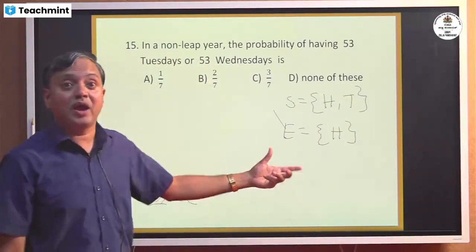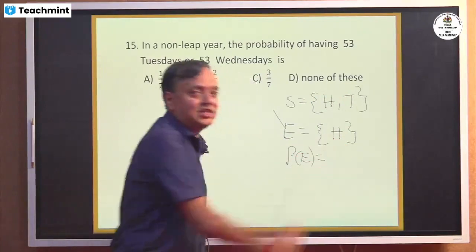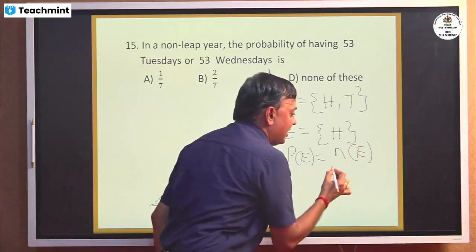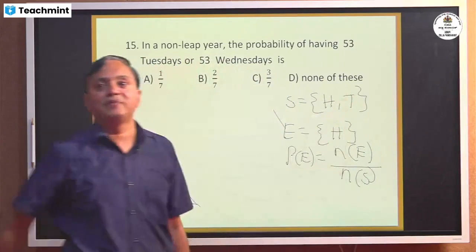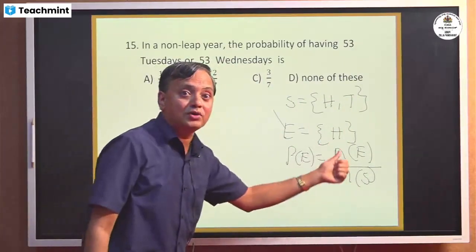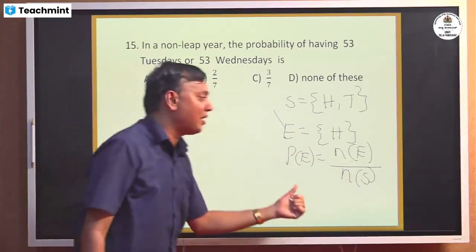What is the probability of E? We know the probability of any event is equal to the number of favorable outcomes in that event divided by the number of total outcomes in the sample space or in that experiment. So n of E, the number of outcomes in E, divided by the number of outcomes in S. This is the probability of any event.